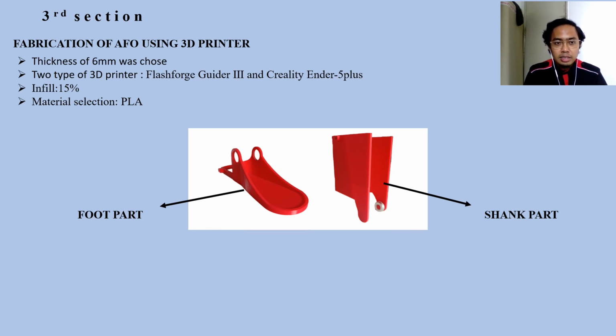The thickness chosen for this was 6mm. However, the infill is only 50%. 2 types of 3D printer are used. The foot part was printed using Flashforge Guider 3, and the shank part using the Creator Pro 2. The material for both the shank part and foot part is PLA.